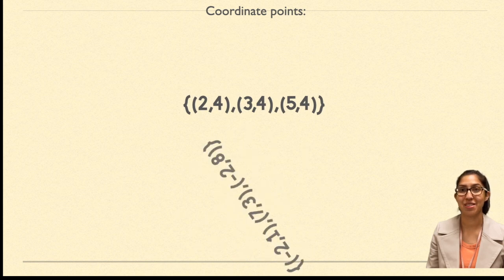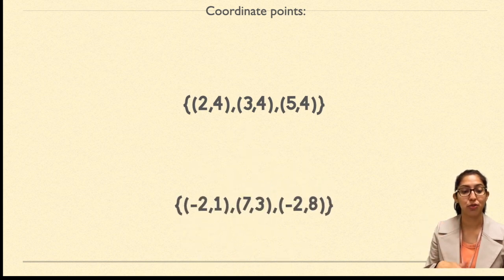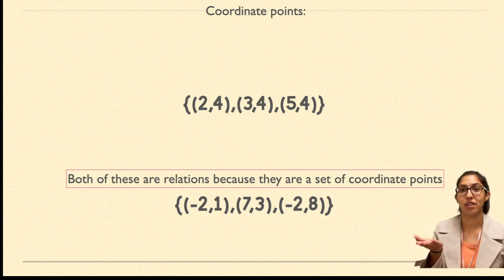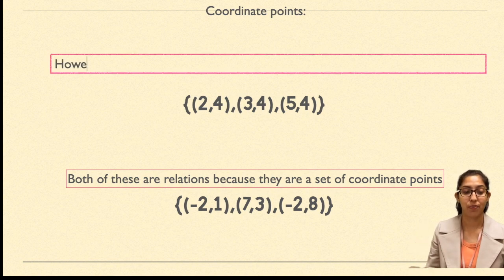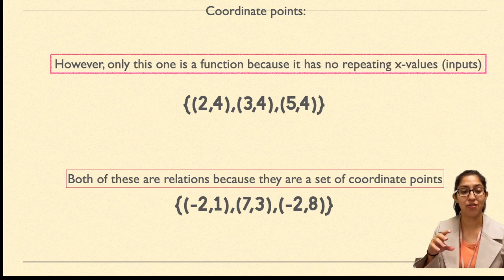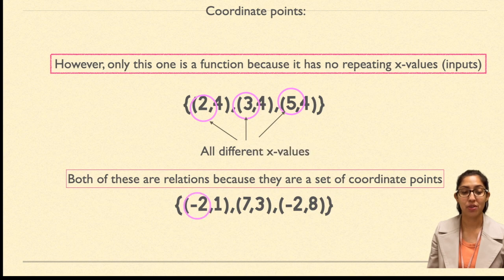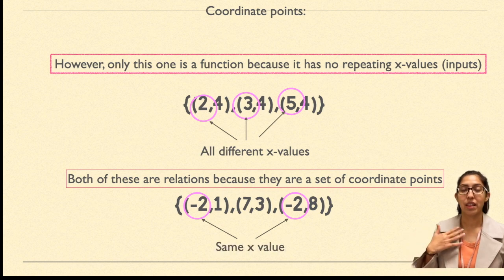So we have these 2 sets of coordinate points. (2, 4), (3, 4), (5, 4), and (-2, 1), (7, 3), (-2, 8). So both of these are relations because they are a set of coordinate points. However, only the top one is a function because it has no repeating x values, so no repeating inputs. So if you look, we have 2, 3, 4, and those are all different x values. Next we have -2 and -2. So on that bottom one, you see how we have -2 and -2. So because we have 2 of the same x values, that's the difference.